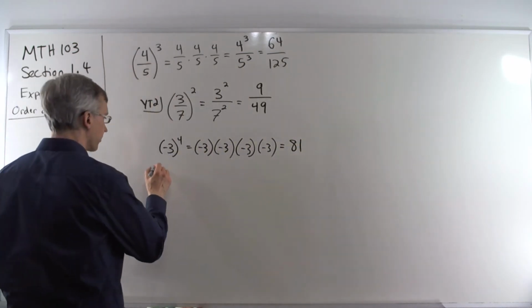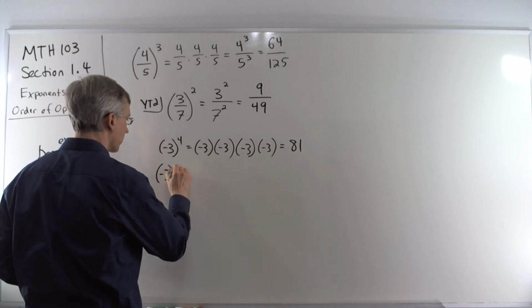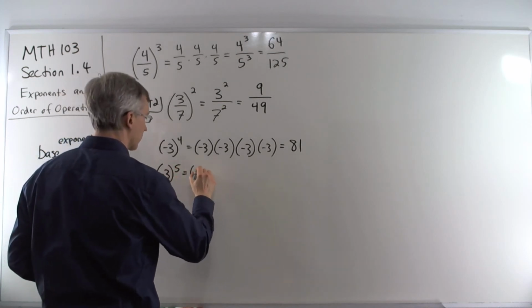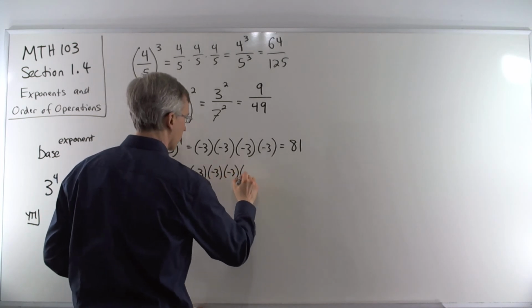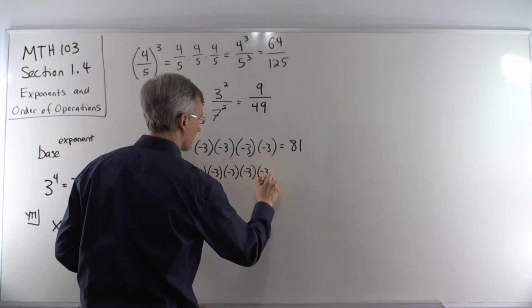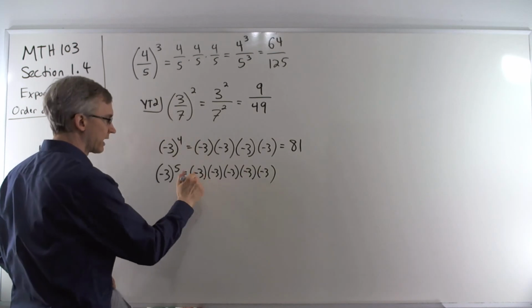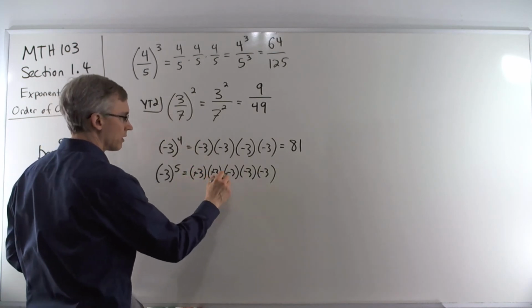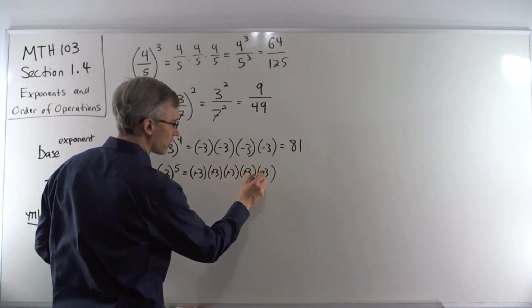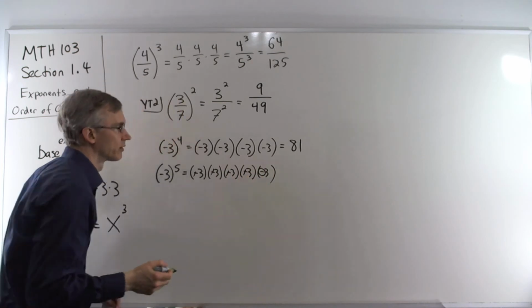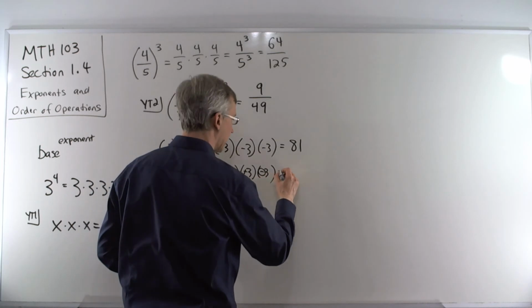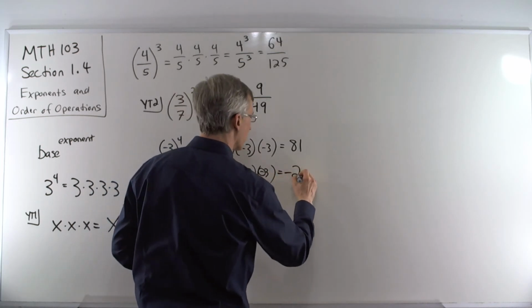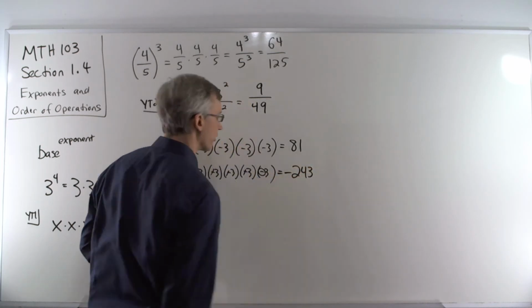But if we take -3 to the 5th power, then these negatives are going to cancel here. These negatives are going to cancel, and we're left with one negative remaining. So that's going to stay in our answer. That one doesn't get to cancel with anything. So we get -243.